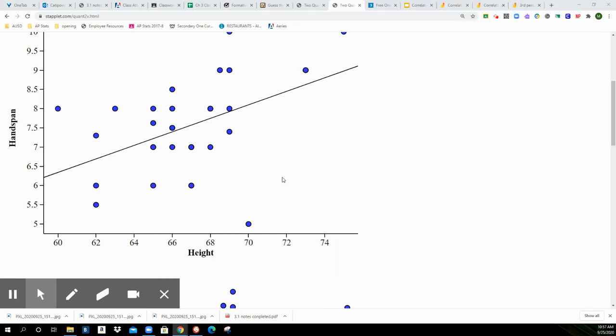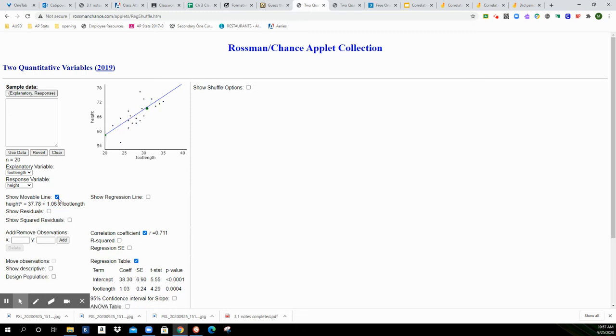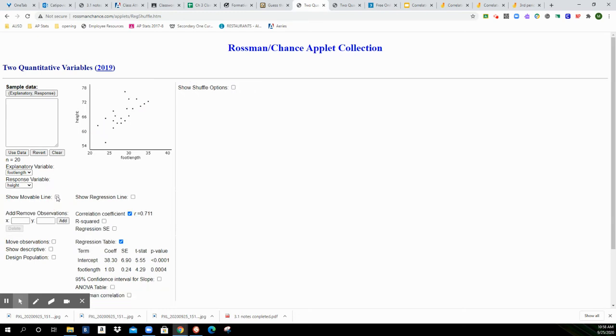So this is our class data set. I haven't figured out how to do this, but a different data set that I have over here just to show you. This is a data set of foot length and height of people. So similar to what we're doing, just feet instead of hands. And then the idea is that I can add a movable line.